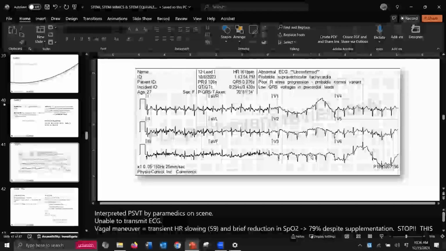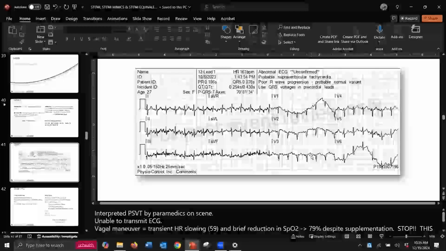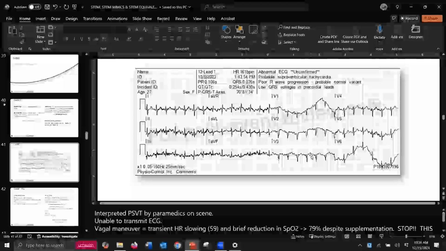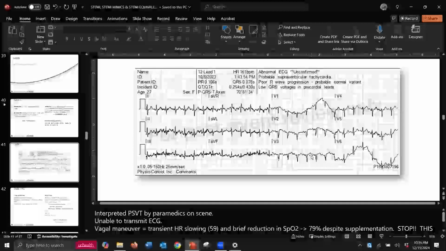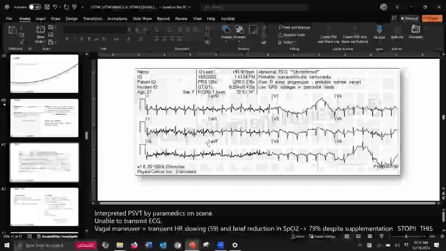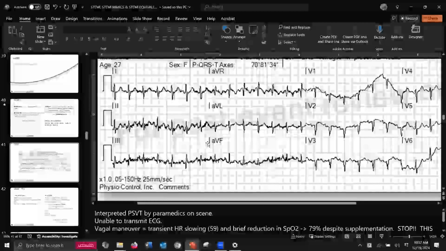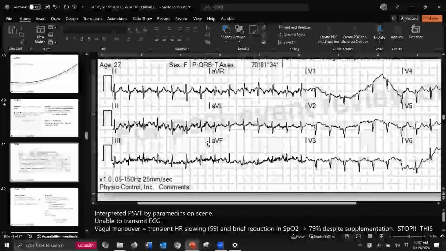This is an actual case. Paramedics gave her adenosine. It worked. It slowed her heart rate to zero, and she died. What was her temperature? She was normothermic. If we look really close at this, do we see an S1Q3T3? Does she have a heart block? Anterior fascicle, right? Yeah.